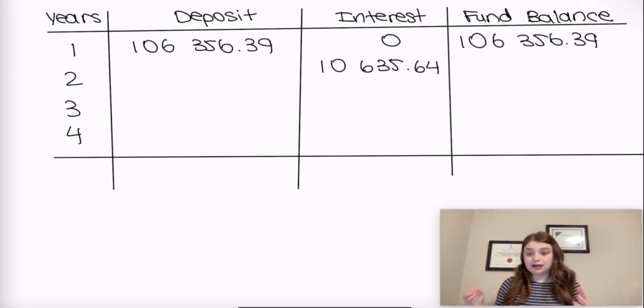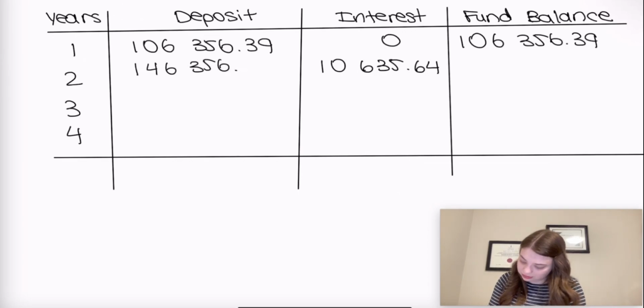We're also going to make another deposit, and keep in mind, because it's arithmetic progression, where every year the deposit amount goes up by 40,000. That means it's going to be $146,356.39 as our deposit this time.